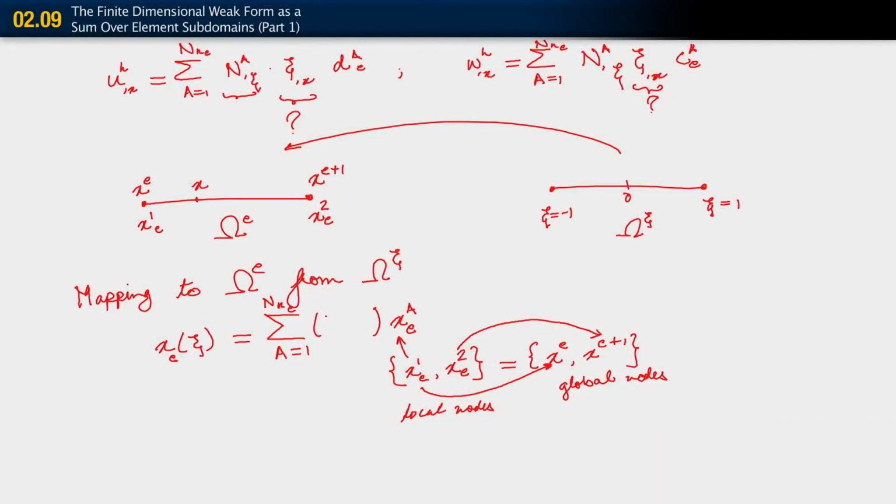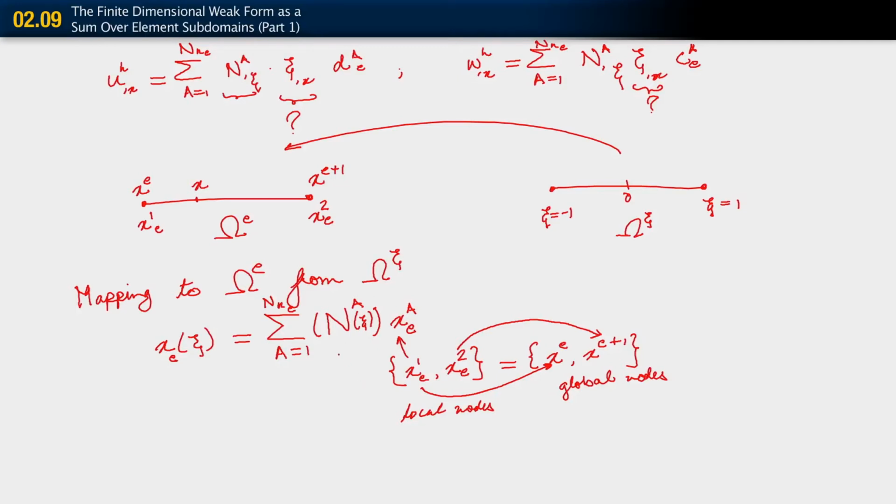What is the most straightforward way to do it? The simplest way, one that would probably make our lives the easiest, is to choose the same basis functions as we chose to represent our finite dimensional functions, right? So we just use N_A, A being 1 and 2, corresponding to, in fact, the same linear Lagrange polynomials that we already know.